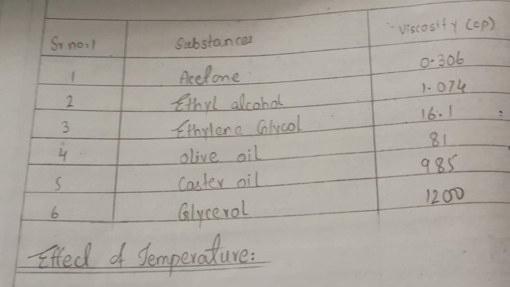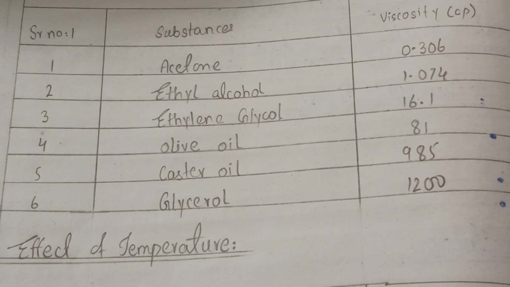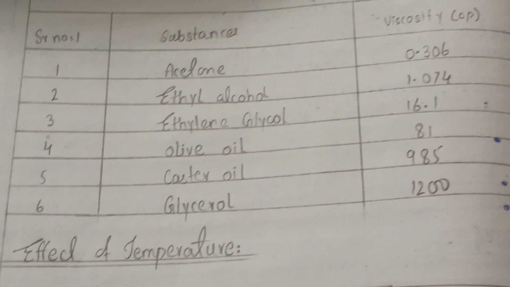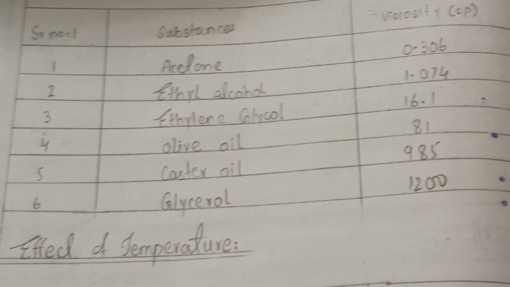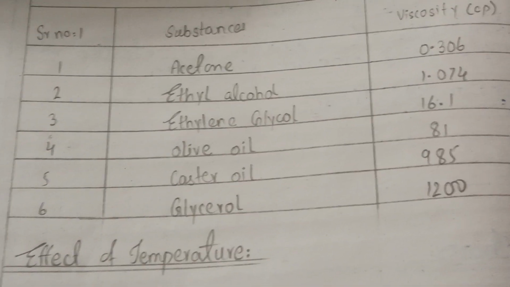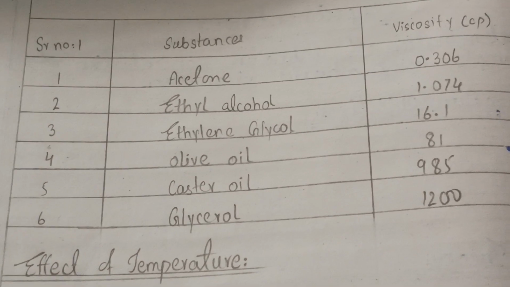So here a table is drawn, and in this table you can see the viscosities of some substances, and every substance has a different viscosity. And the one main thing which you have to notice in this table is the unit of viscosity, which is cP. Okay, so you have to keep it in your mind.